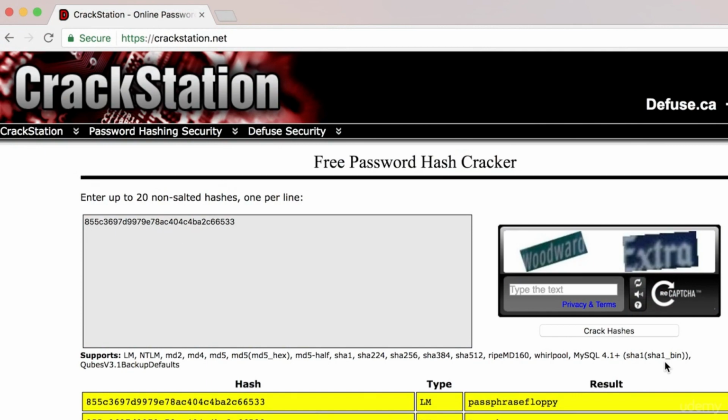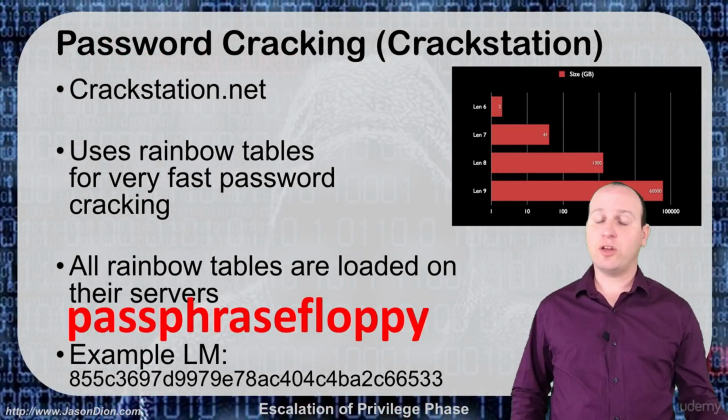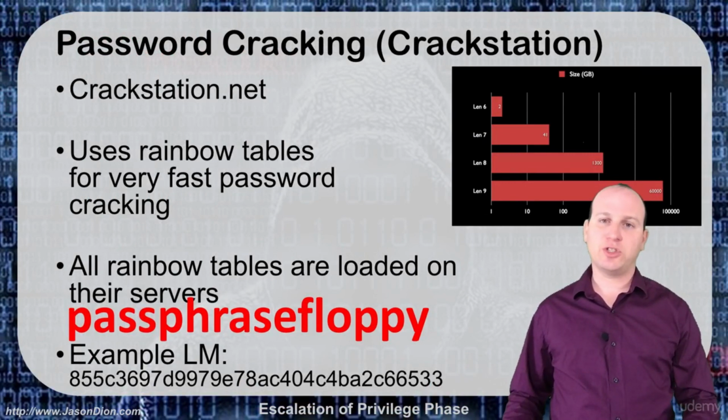Passphrase floppy. It comes back fairly quickly and you'll be able to find that. Now, if instead I used that doing Ophcrack, it could have taken minutes to hours depending on where it was inside the rainbow table. But by using it at CrackStation and using that cloud computing architecture they have, it can come back much, much quicker for me.